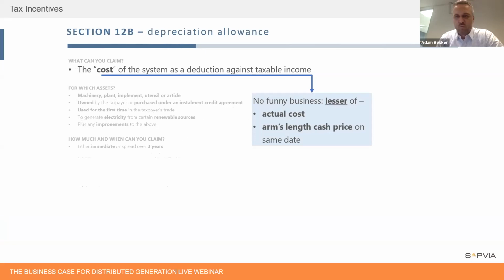So firstly, what the section allows you to deduct is the cost of the system, or the cost of the equipment that you're installing. SARS are very clever and wise to people's inventiveness, and they've defined cost as being the lesser of the actual cost of the equipment or the price that you could have bought that equipment for in an arm's length cash sale on the same date. In other words, they're stopping any shenanigans where people try to inflate the cost of the equipment or move it between different companies that they own in order to maximize the tax deduction. That's just one point to note there. You can move to the next slide.